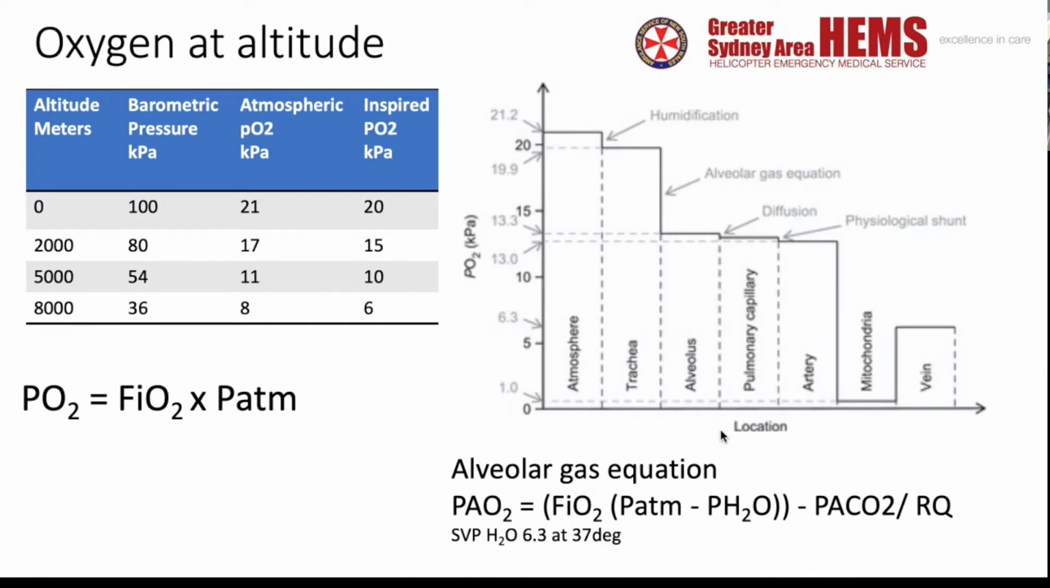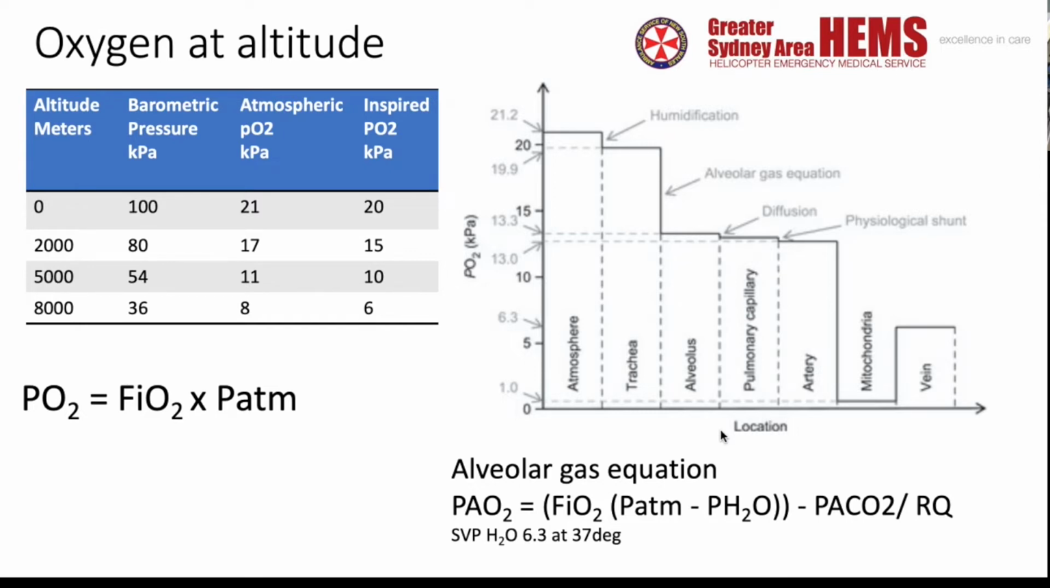Obviously, as an anaesthetist, you couldn't possibly get through a presentation without the alveolar gas equation. I think the main takeaway from this is that at altitude, the standard vapor pressure of water doesn't change, and so that then becomes a much bigger proportion of the amount of gas existing in the alveoli. And so it reduces your inspired oxygen from around 21%.